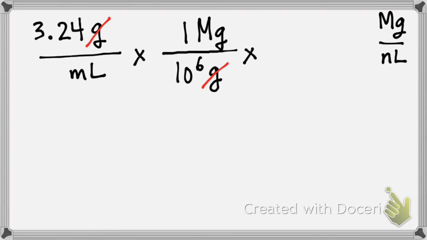And then we want to convert milliliters to nanoliters. I think the best way of doing this is let's convert milliliters to liters. So we know that there are 10 to the third milliliters in 1 liter. So the milliliters cancel.